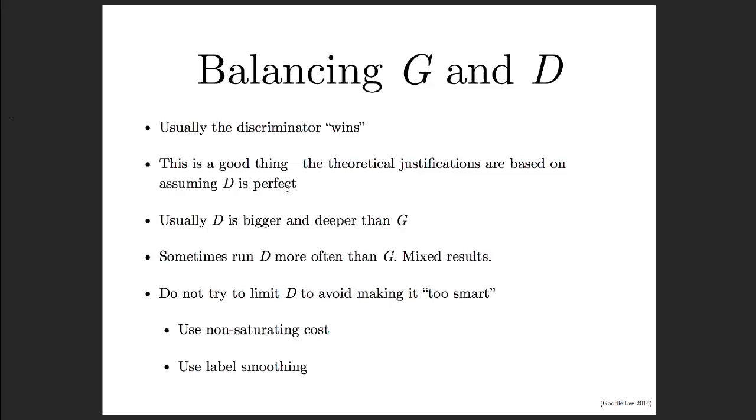I think the right way to do it is to use things like one-sided label smoothing to reduce how extreme the gradients from the discriminator are, and also to use things like the heuristic non-saturating cost instead of the minimax cost. And that will make sure that you can still get a learning signal, even when the discriminator is able to reject most of the samples.